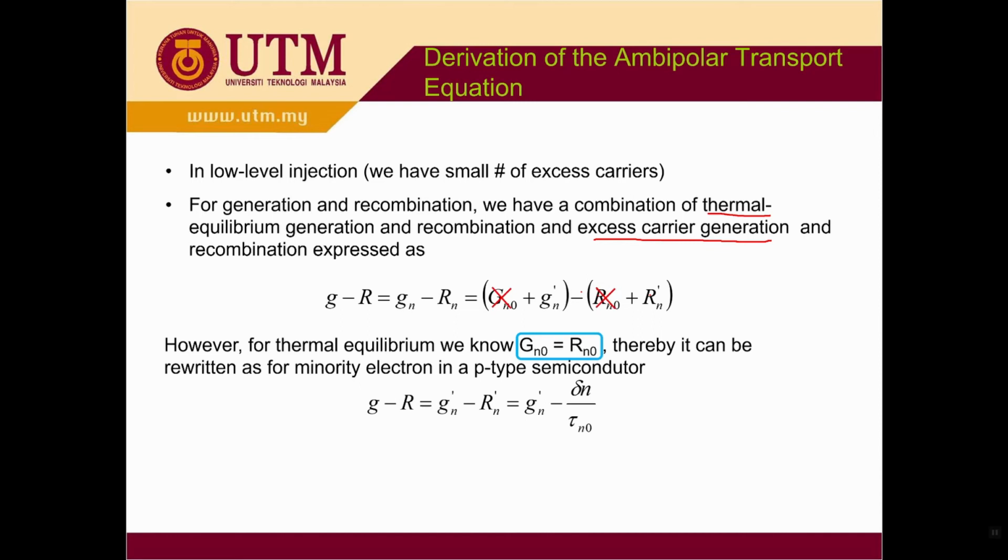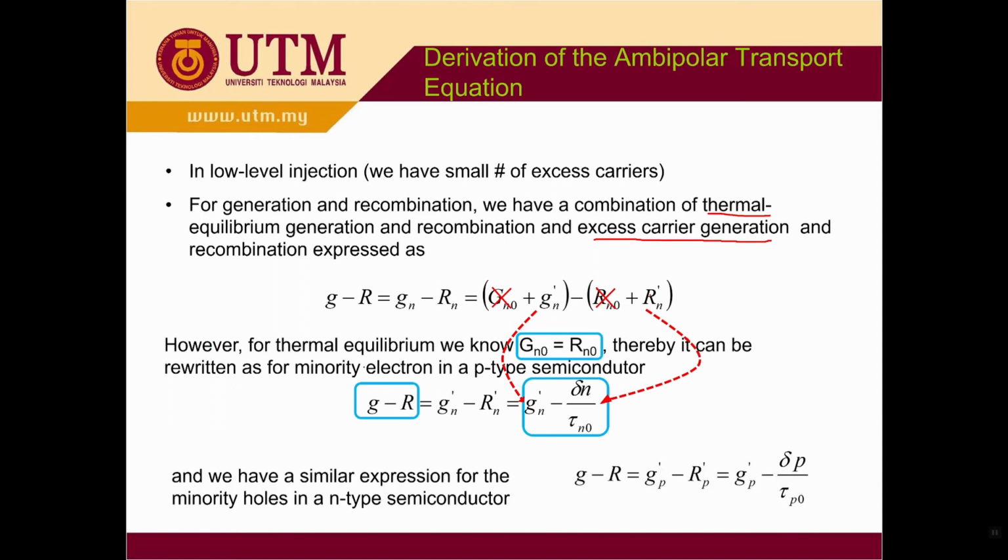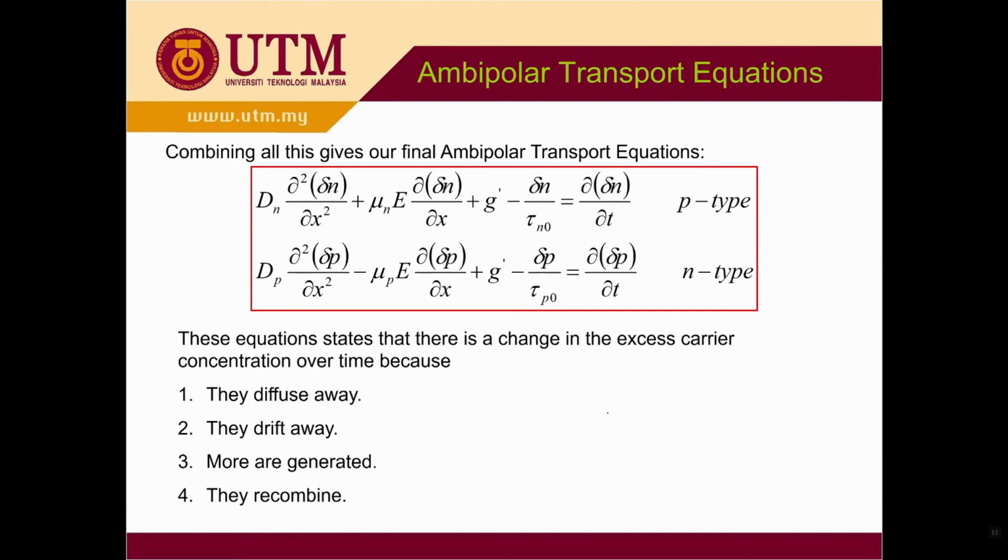However, for thermal equilibrium, we know that Gn0 equals Rn0, so they cancel each other out. Thereby, it can be written for minority electrons in a p-type semiconductor, so you can get something like this here. You bring this down, and you get that. And this is for p-type. For n-type, a similar expression, you get something like G minus R and this component. When you get these two components, you substitute them back into the previous equation. And this, in the end, is the ambipolar transport equation, combining all of our substitutions.